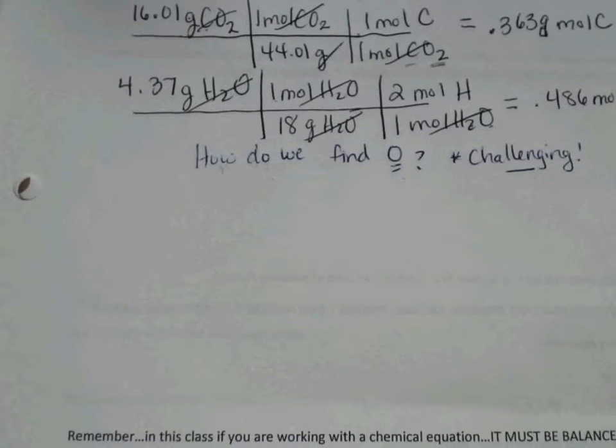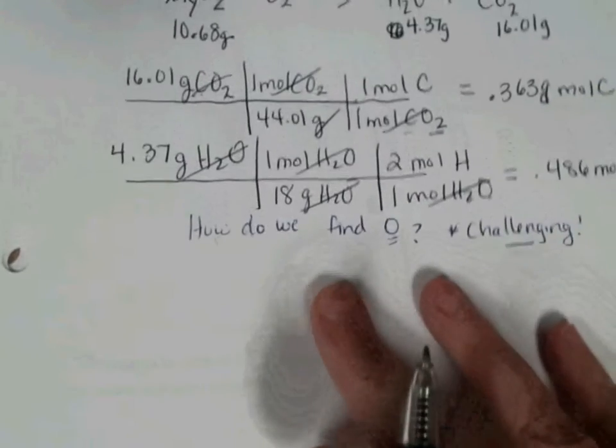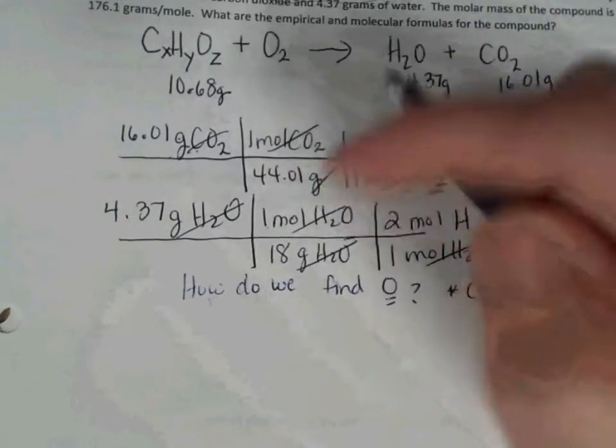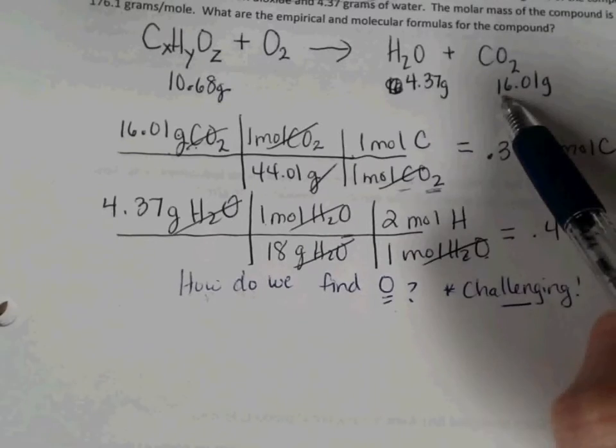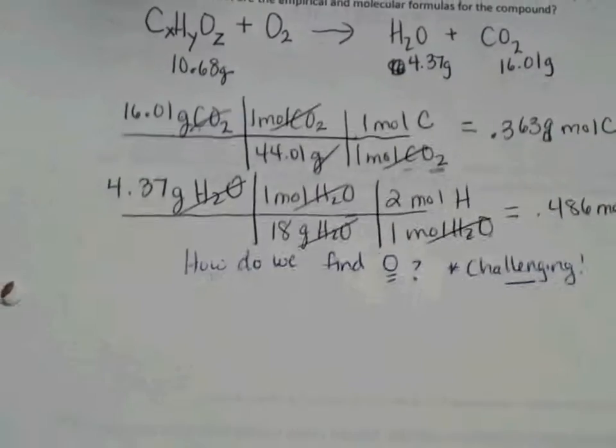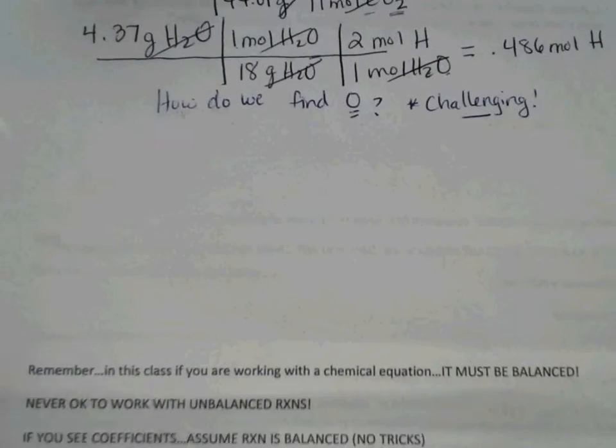Now, what did I just say? What's the reason why we can't do the oxygen just like we did the other things? Because in this reaction, this oxygen right here is part of both of these. So some of it's going to go here and some of it's going to go there. So we can't find it the same way.